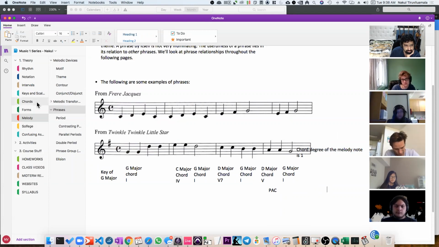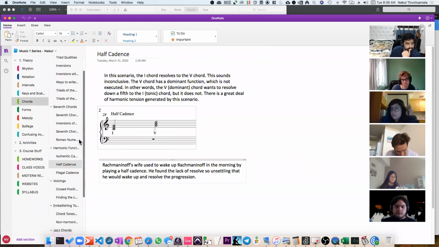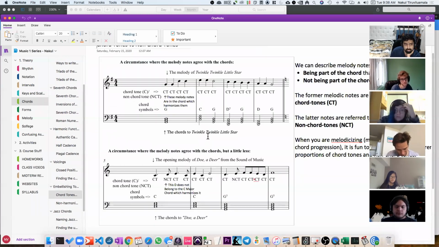I'll say this. If I go back to this chord section, I think there's a thing about non-harmonic tones. This is the same melody of Twinkle Twinkle Little Star in G major. And this is one way you can wrap your head around how a person harmonizes a melody with specific chords. If you're not given any chords at all and you're trying to provide chords to a melody, this act is called harmonization.